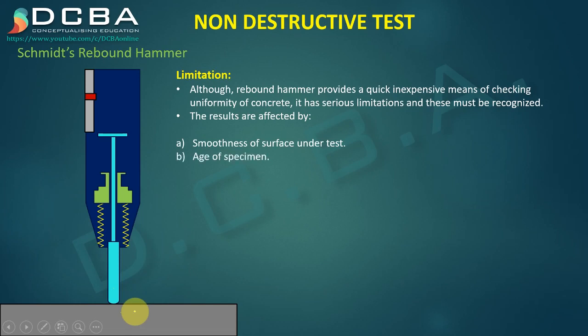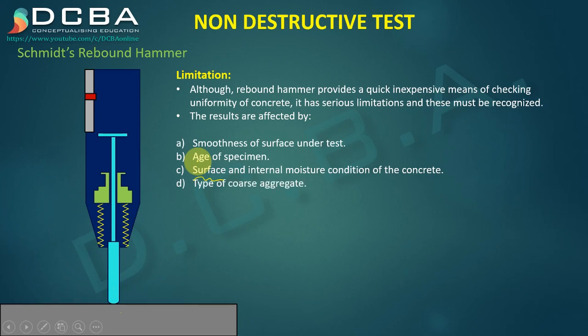Age of specimen. Depending on the age of the specimen, we know that concrete gains strength as it ages. So again, depending on the age of the specimen, we will get different rebound numbers. Surface and internal moisture condition of the concrete. We have seen even in those graphs how wet surface and dry surface have different rebound numbers.